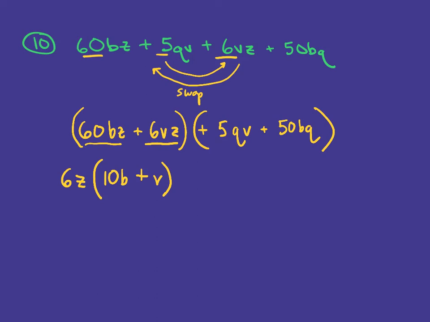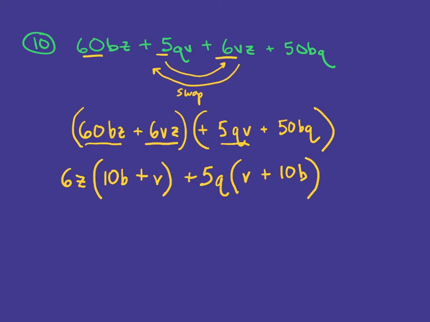Then moving on to the next pair, we can take out a 5, and we can take out a q. Then we'll just rewrite what's left when we take those out. You take out 5 and a q, you're left with v. 50 divided by 5 would have left a 10. We took out the q, and that just leaves the v, or b rather.